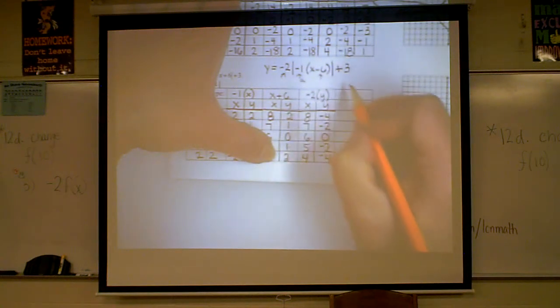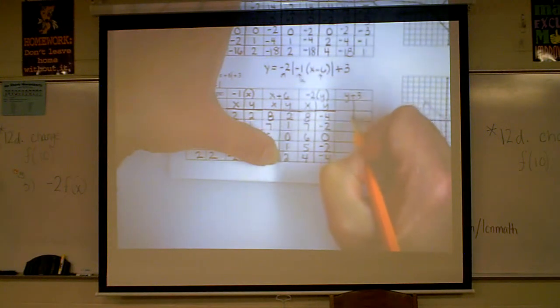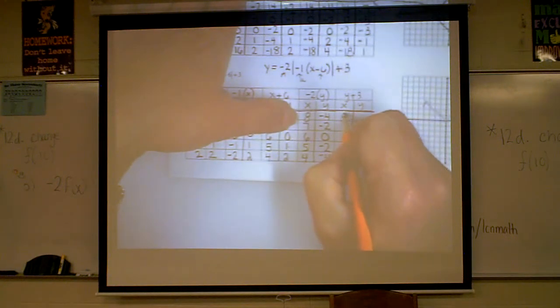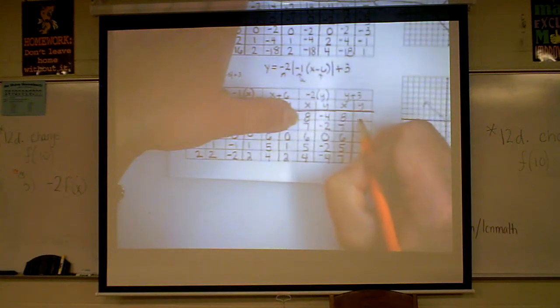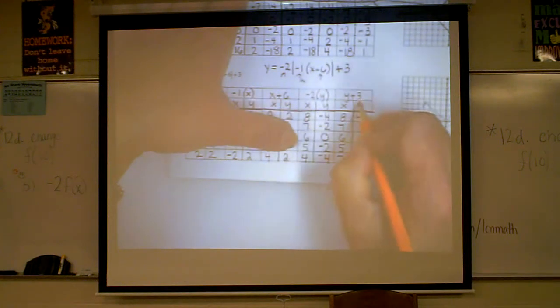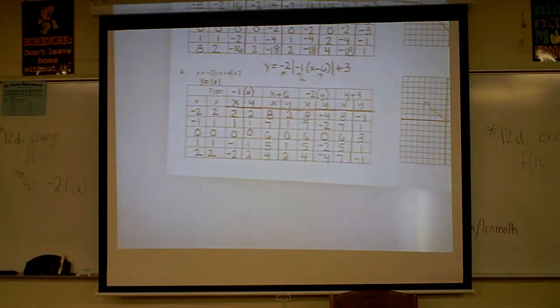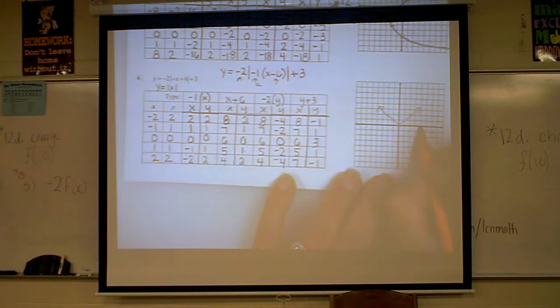The last thing, you're going to add 3 to your y values. If you were to add 3 to this, first let's leave all your x values the same. If you add 3 to this, you get negative 1. Add 3, you get positive 1. Add 3, 3. Add 3, 1. Add 3, negative 1. So now we're going to plot these points. 6, 3. 1, 2, 3, 4, 5, 6. 1, 2, 3. That's your new vertex.